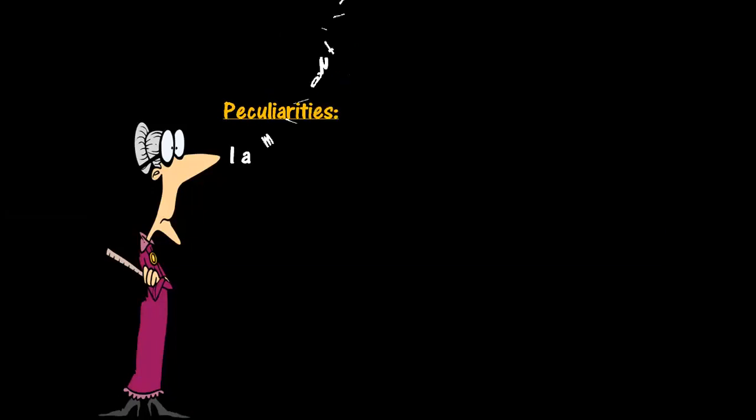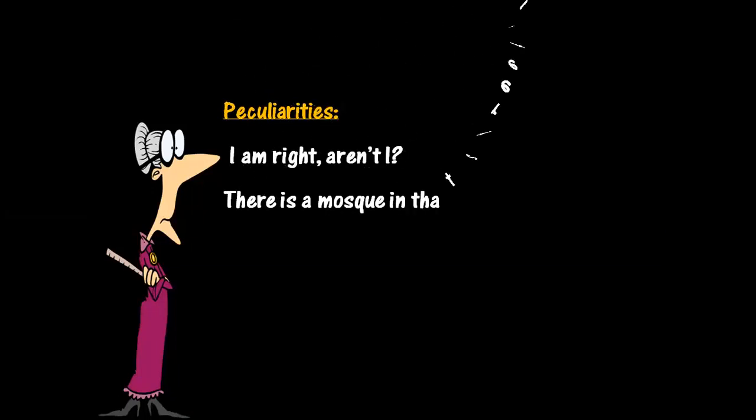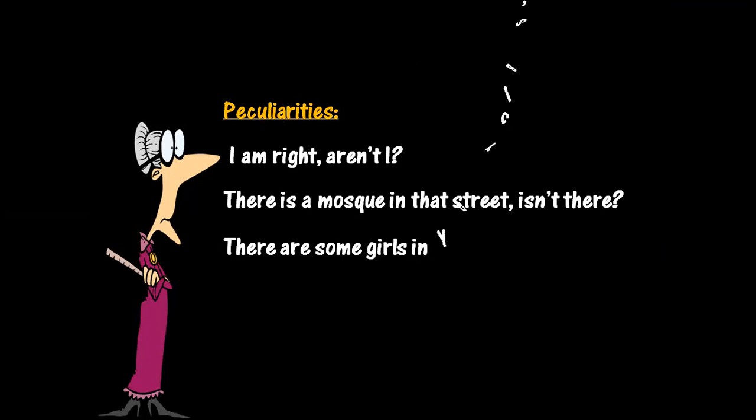And last, peculiarities. Here in the question tags, we have the basic rule. When the statement is positive, we use negative. When the statement is negative, we use positive. And we use the same helping verb and pronoun in the tag as in the statement. But look here, whenever you're using am in the statement, I am right, for example, we use aren't I in the tag. You have to make note of this difference.